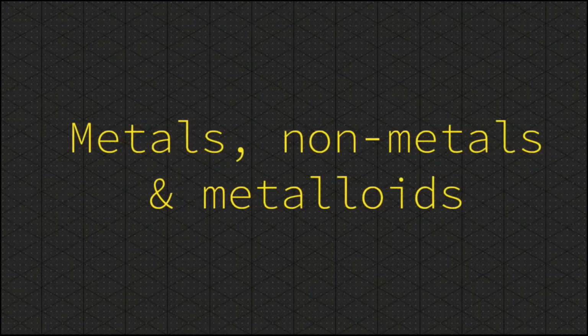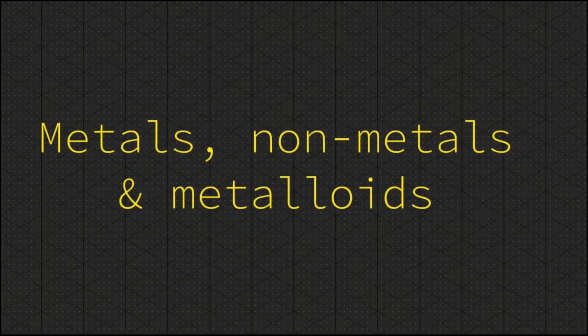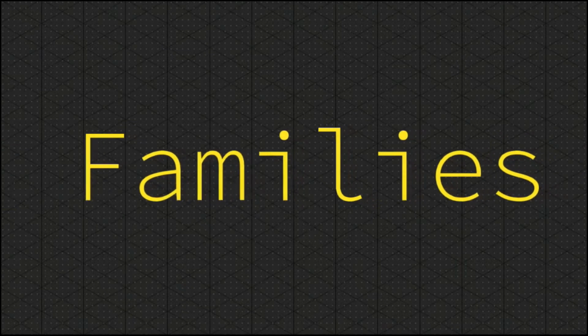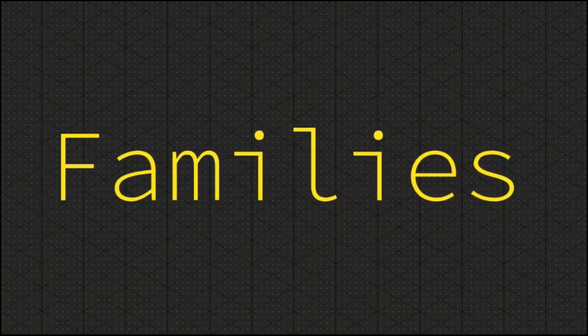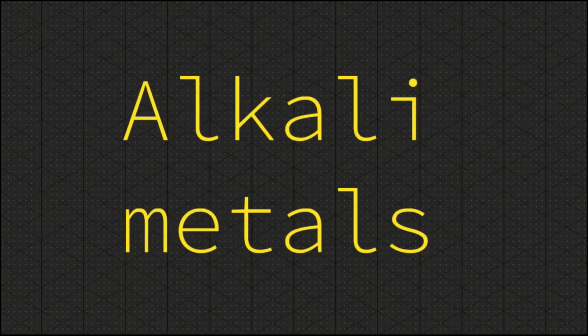Classifying elements as metals, nonmetals, and metalloids is not the only way to organize the elements. We can also group elements into what are called families based on their physical and chemical properties. There are four main element families that we will discuss. The first element family are called alkali metals.